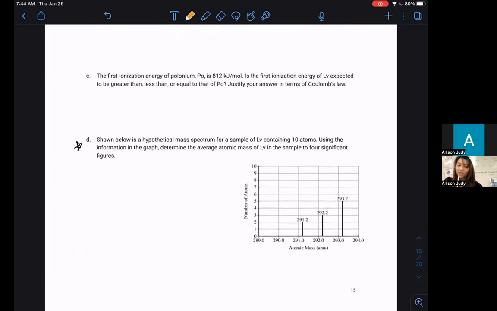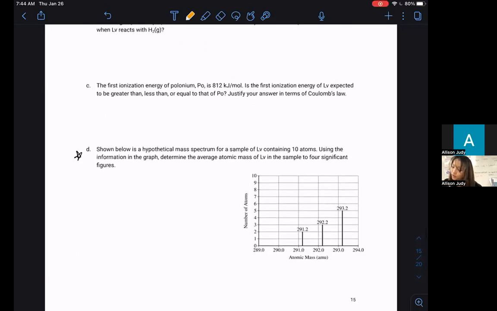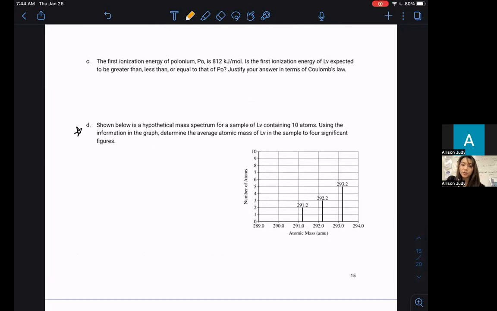Shown below is a hypothetical mass spectrum for the sample of livermorium containing 10 atoms. So you have a sample of 10 atoms that they shoot through a mass spectrometer, and it asks you, using the information on the graph, determine the average atomic mass of livermorium in the sample to 4 significant figures. So what you're simply going to do is basic math.